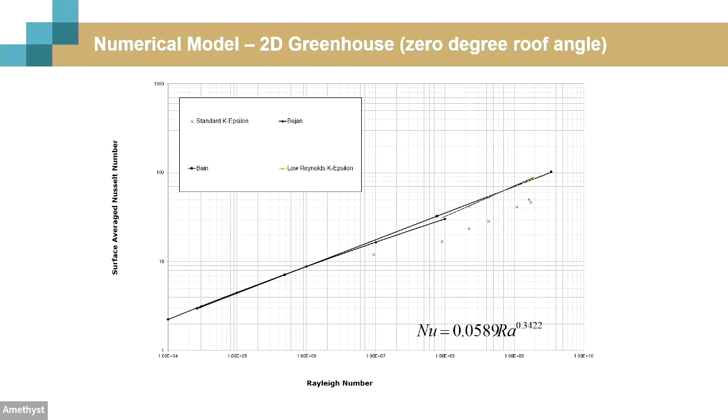Okay, so this is a bit small, but here you can basically see our comparison between the numerical and the experimental results. The little red crosses are the CFD results using the standard K epsilon model. So you can see we didn't get good agreement there. But then we changed to the low Reynolds K epsilon model, which is the green triangles, and they basically fall exactly on the experimental results. So we got a very good correlation there.